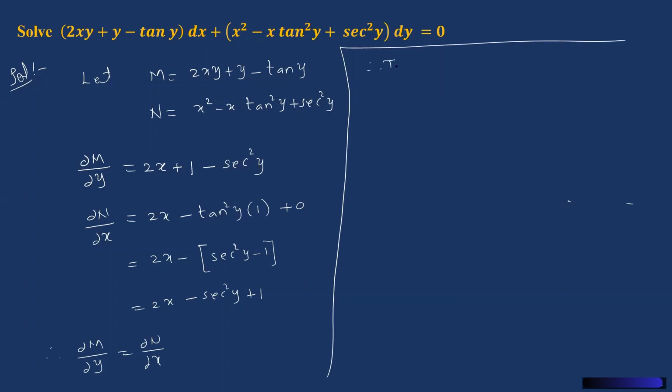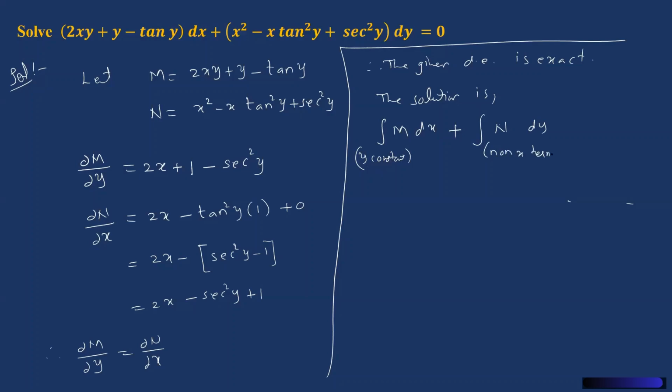So therefore, the given differential equation is exact. Now, when the differential equation is exact, the solution, as we discussed till now, is the integration of M dx, where we are taking y as a constant. By taking y as a constant, we integrate M with respect to x. Plus, we integrate N with respect to y, but we consider only non-x terms, the terms which have no x. And this is equal to an integrating constant c.